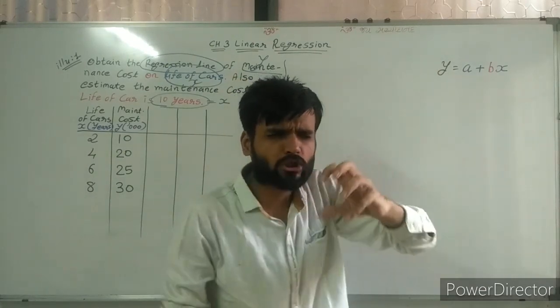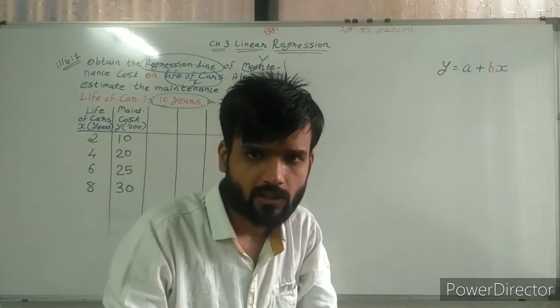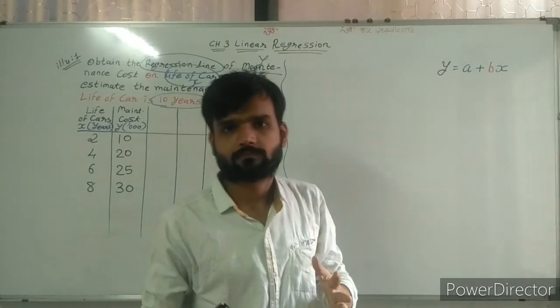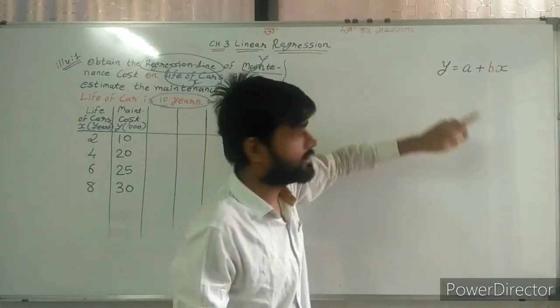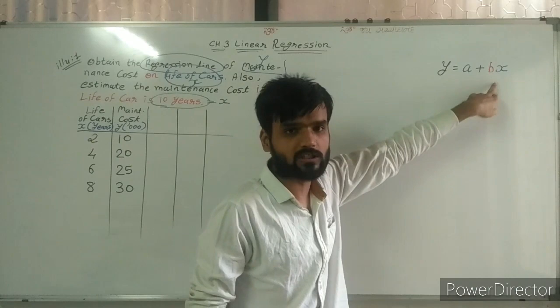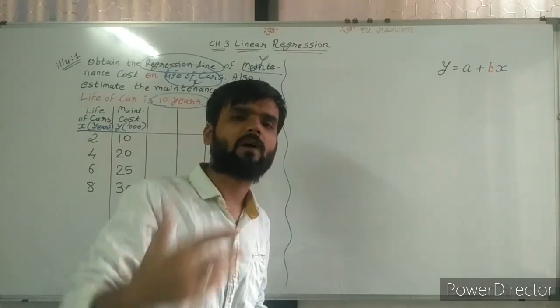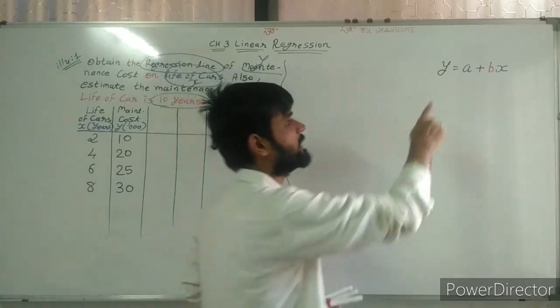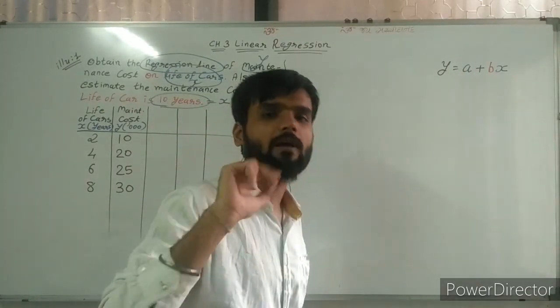Somewhat changes I will make in this after doing the sum. Now see here. So what do we need? Sir, we need y is equal to a plus bx. That regression line we need to find. So how can we find this regression line? For that we need the value of a as well as the value of b. We need both the values.